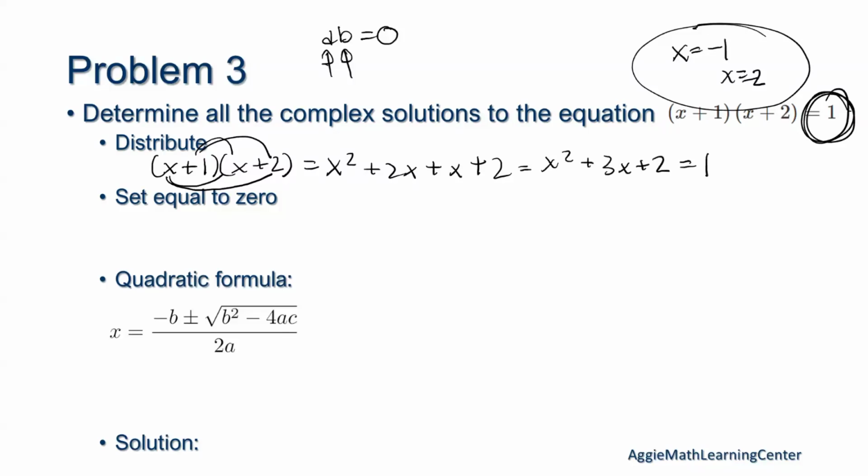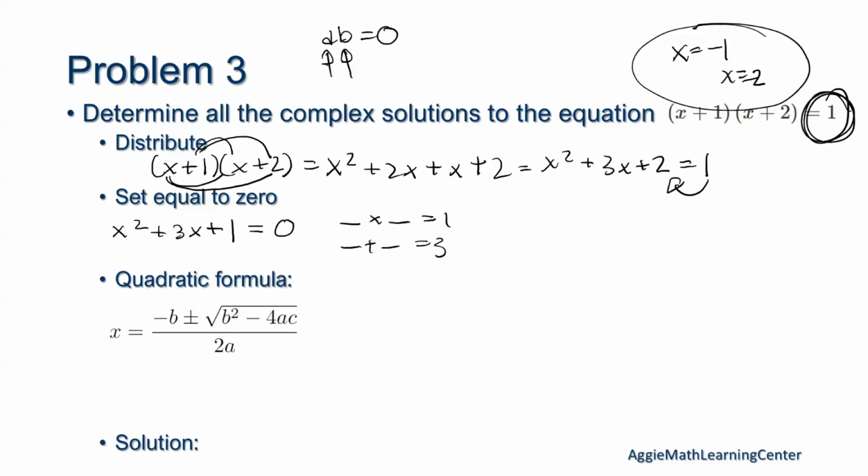Now we want to set it equal to 0, so we're just going to bring that 1 over. We subtract 1 from both sides. So we have x squared plus 3x plus 2 minus 1, which is plus 1, equal to 0. Now we can do our thing where we separate it out into roots. There is not an easy pair of numbers that multiply to 1 and add up to 3. So that's where we want to bring in the quadratic formula.